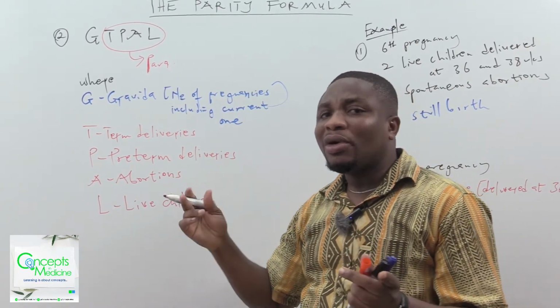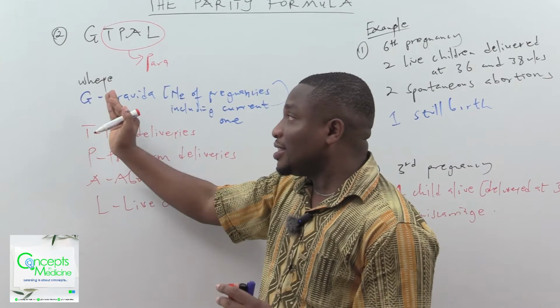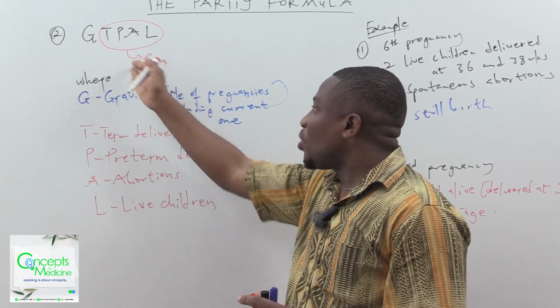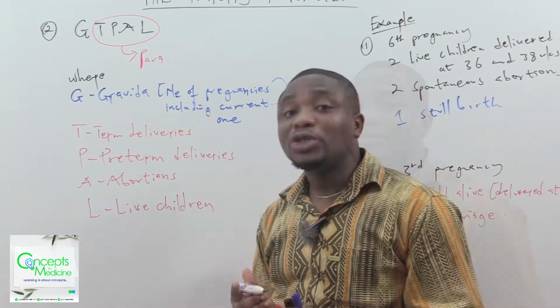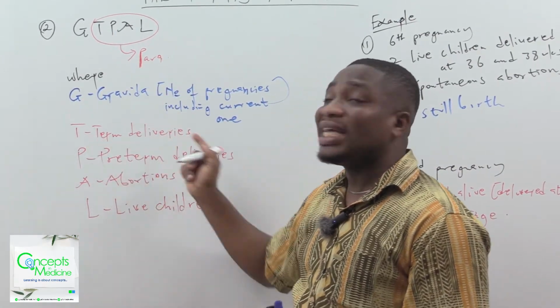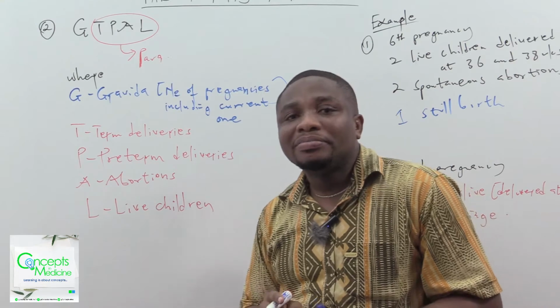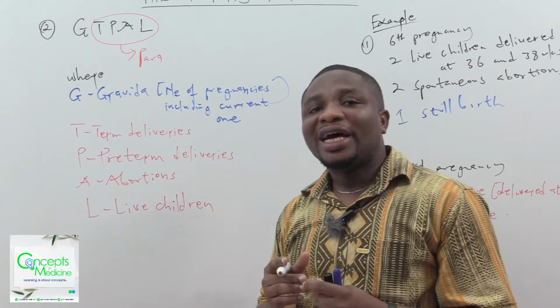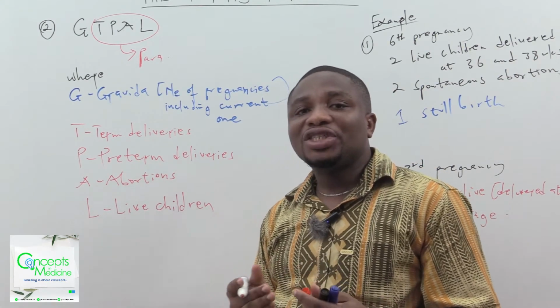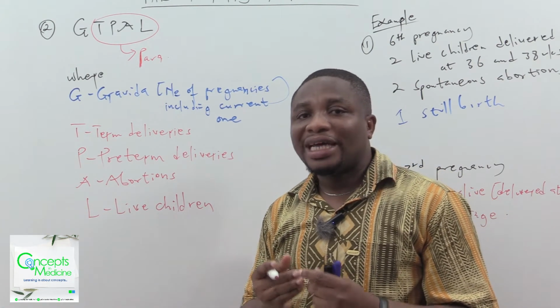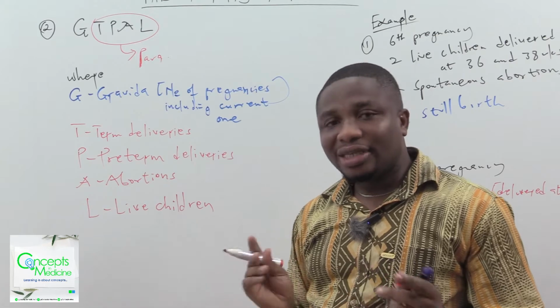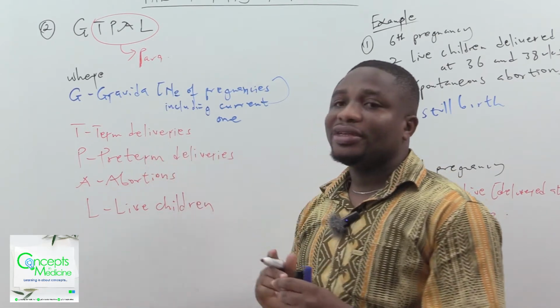But here, it is more expressive. We are having a gravida in situ, then the TPAL, which is covering for the para. And the TPAL has meanings. And what are those meanings? The T simply refers to term deliveries. And when we say term simply means you are delivering at a gestational age greater than or equal to 37 weeks. At 37 weeks or more of gestation, that is a term delivery.